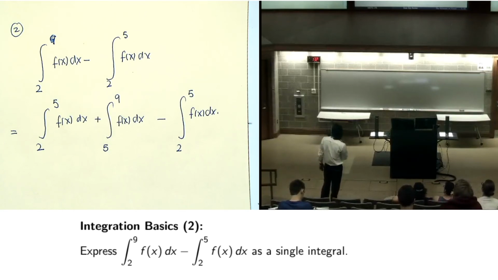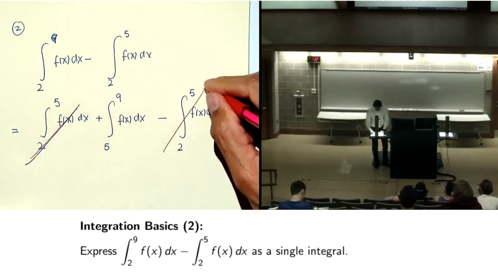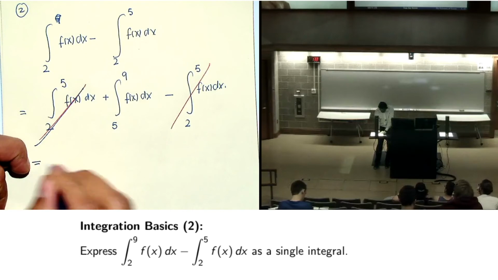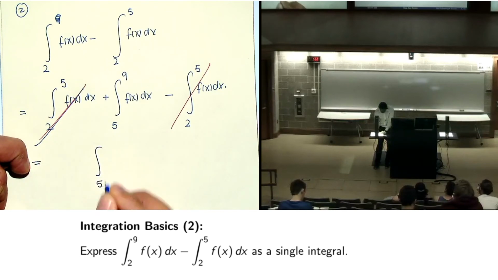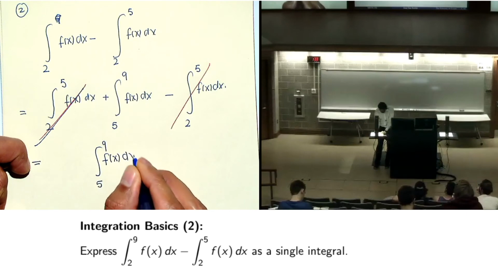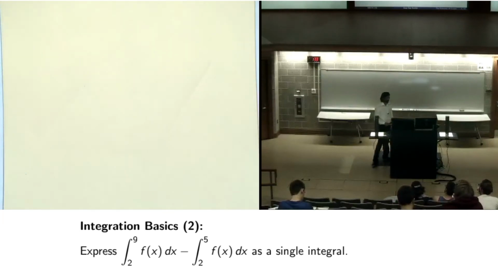But now you see this integral and that integral are the same thing, and they are going to cancel out. This is going to cancel this, and the only thing we are left with is the integral from 5 to 9 of f(x) dx. How about that? That's all we need for this question. That was pretty easy.